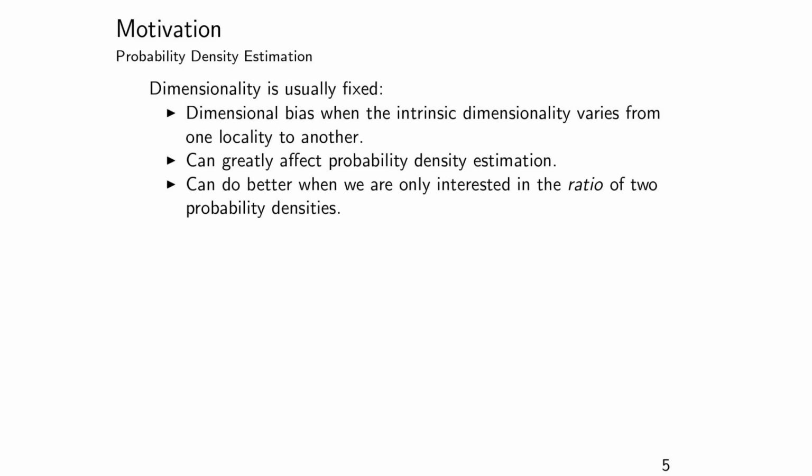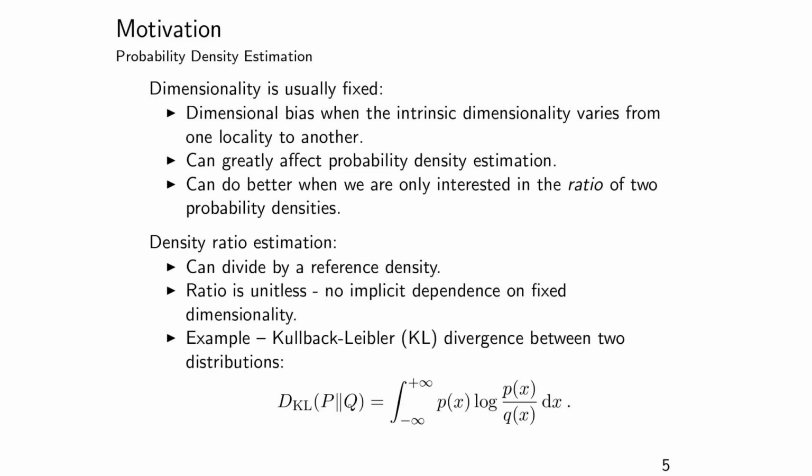But it turns out we can do a bit better when we are only interested in the ratio of 2 probability densities. Density ratio estimation typically arises in situations where you don't care too much about the absolute density of a particular location, but you want to know whether it is more dense or less dense than some other reference location. So taking the ratio of these two things, if the ratio is 1, that means the densities are the same. Above 1 or below 1 indicates a deviation.